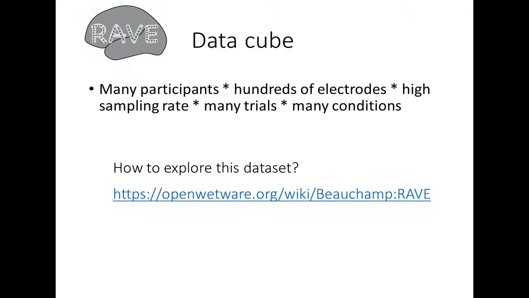we have so much data. There's many participants, hundreds of electrodes. We're sampling at up to 30 or 40 kilohertz in some cases. We have many trials, many conditions. So we need special software tools to analyze this data. And the tool that we're going to demonstrate to you, again, is called RAVE. And I will now pause the presentation and turn it over to my colleague, John Magnotti.